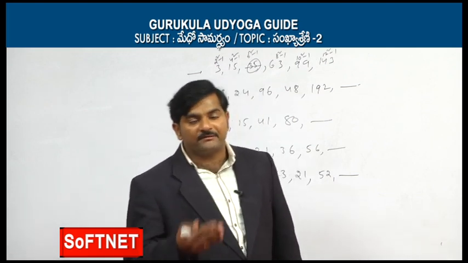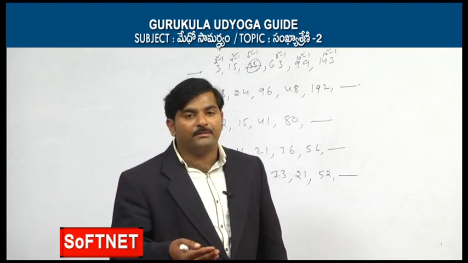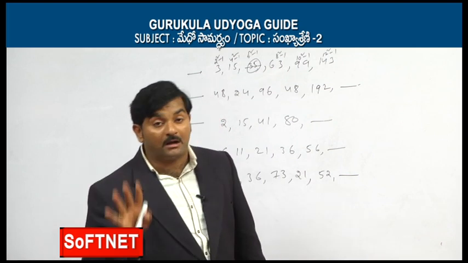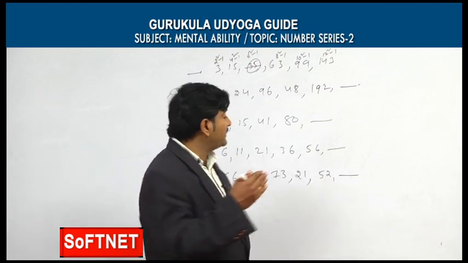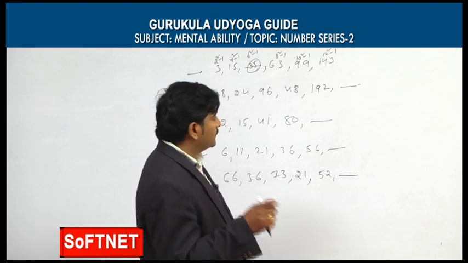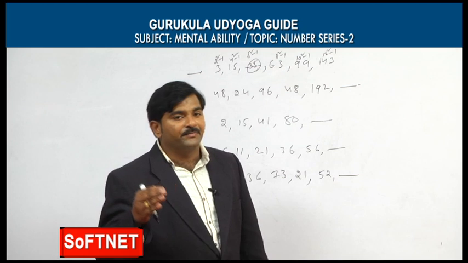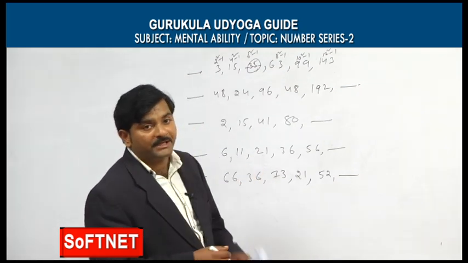One is divided by 2 into 4, divided by 2 into 4, divided by 2 into 4, and so on. Or another model is alternate series. Every first series, if you take 48, 96, 192 is one series, so it is doubled. And if you take next one, 24, 48, and so on, that is also doubled.